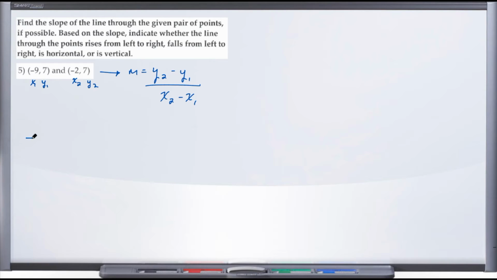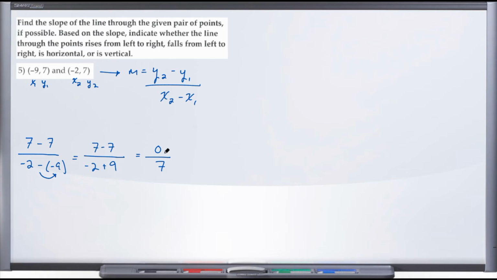So y2, 7 minus y1, 7 over x2 is negative 2 minus negative 9. Well, 7 minus 7, that we'll take care of in just a second. But first, let's go ahead and take a look and see what we have here. When we distribute this negative through, we're actually going to end up with a plus 9. And so going ahead and simplifying this, well, 7 minus 7, that gives us a 0. And then negative 2 plus 9 gives us a positive 7.